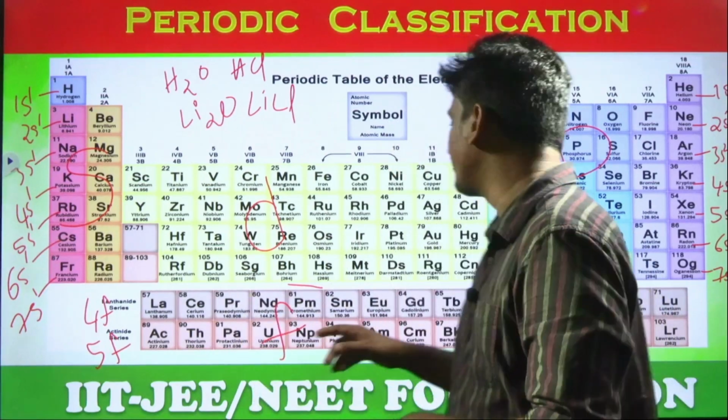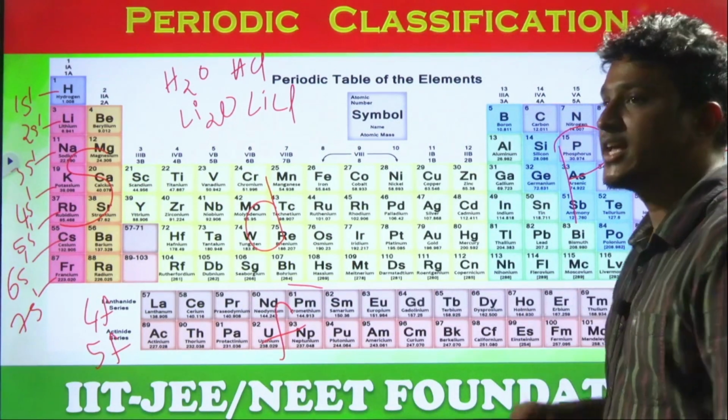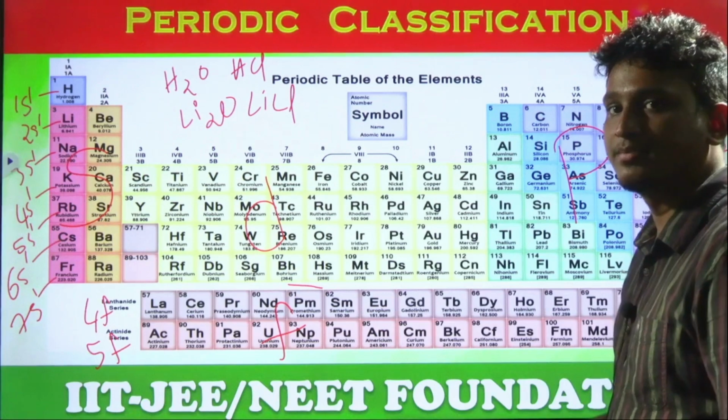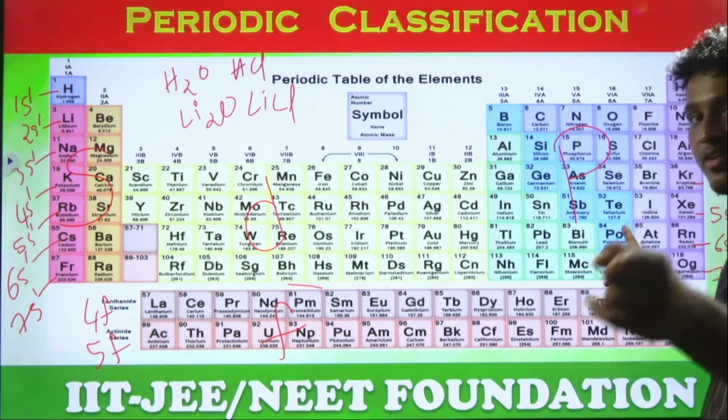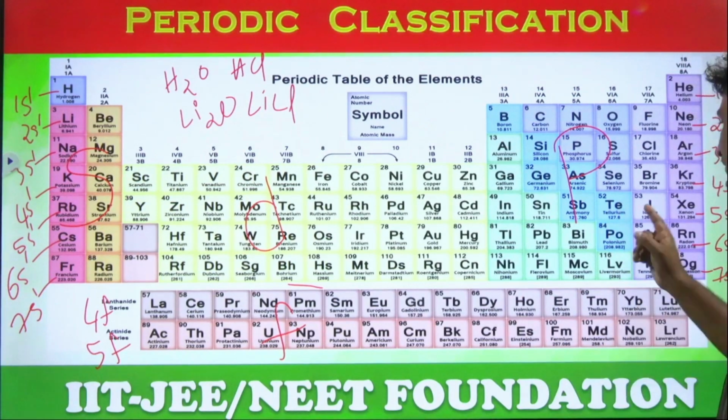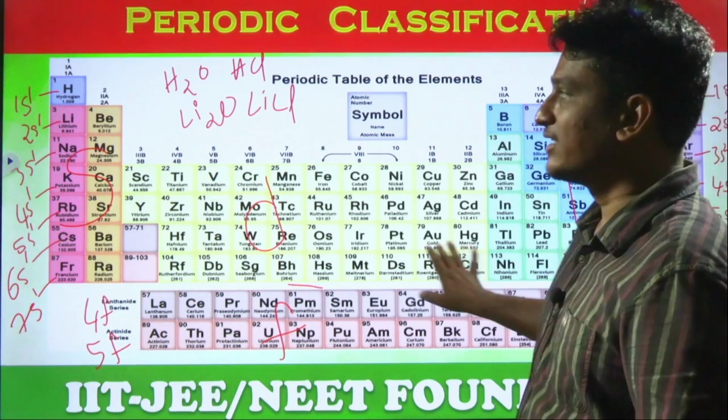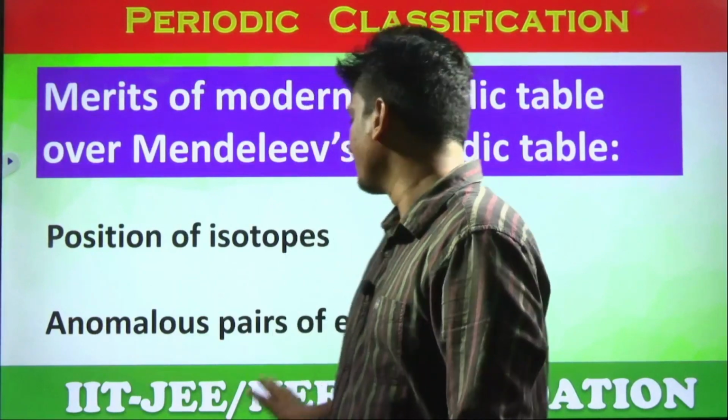And anomalous behavior, like iodine and tellurium: they are in decreasing order by weights in Mendeleev's classification. But look at the atomic numbers, they are in increasing order only. Tellurium atomic number 52, iodine atomic number 53. So that's how even that drawback is rectified, students.